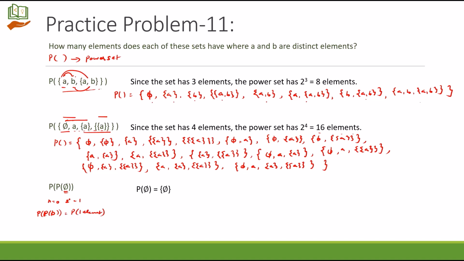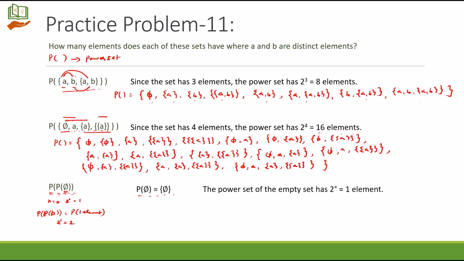We have to find the power set of one element. It means 2 power 1 is equal to 2. So altogether 2 elements should be present for the power set of the null set. First we will take the power set of the null set, which is equal to the null value alone. The power set of the empty set has 2 power 0, which is equal to 1 element.